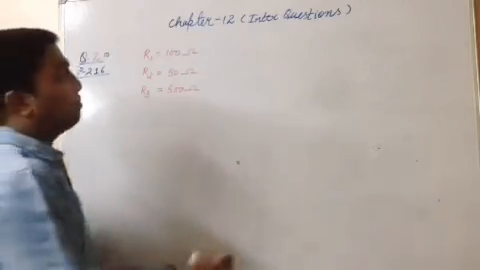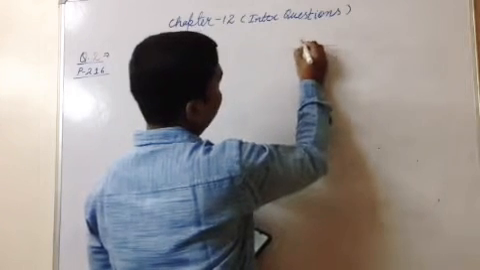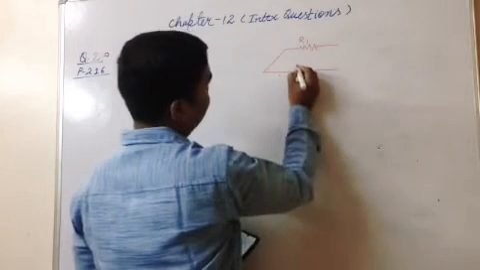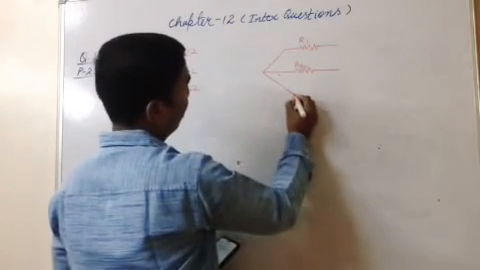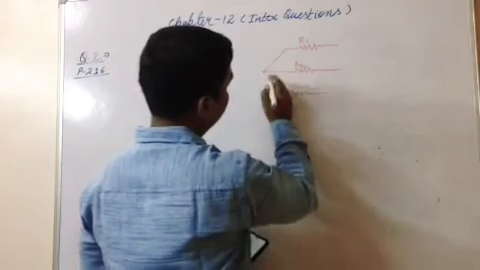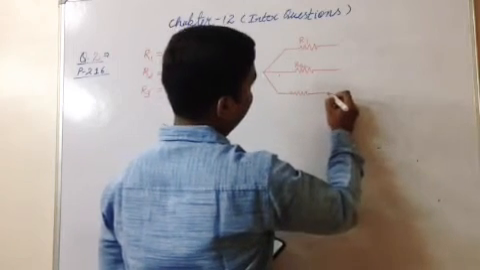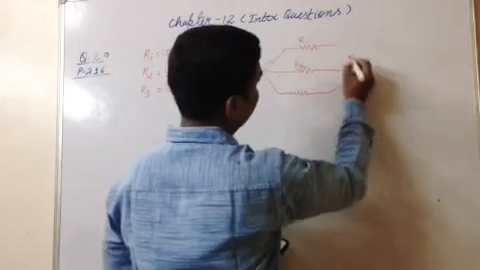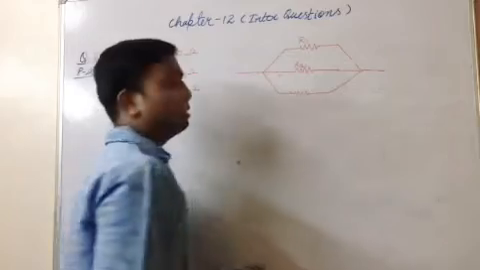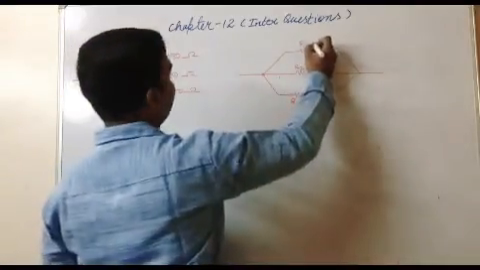These are all connected in parallel. So how can you connect these all in parallel? This is R1, this is R2, and this is R3. The board is stuck at one place. These all appliances are connected in parallel. So what is the value of R1? 100 ohm.